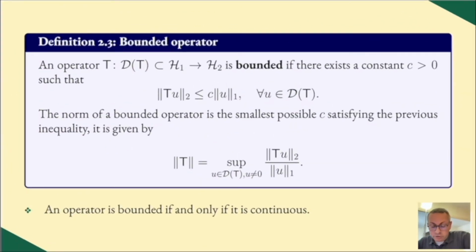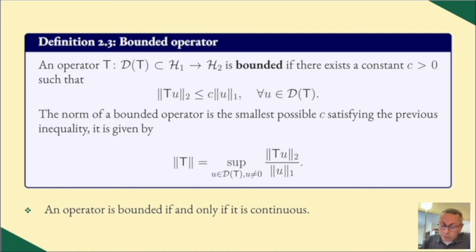The next notion is the notion of bounded operator. You probably have seen this notion before, so let's quickly review it. It's an operator between H1 and H2, and we will say that it's bounded if there is a positive constant C such that this inequality is satisfied. The subscript 2 here refers to the norm in H2, and of course the other is the norm in H1.